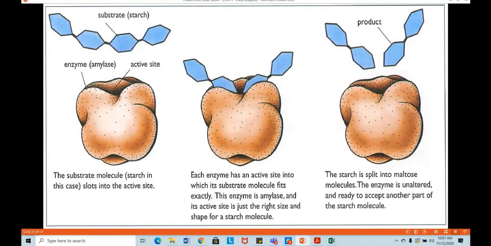It looks like a large bobbly nose, right? The enzyme. Okay, who's going to talk about it? Who's going to explain the 3 steps?